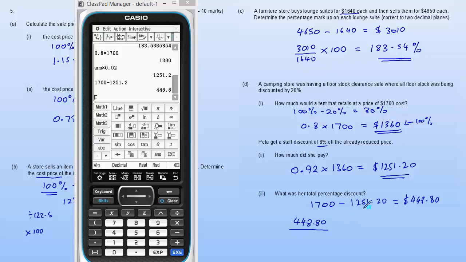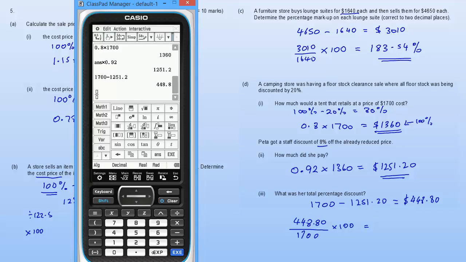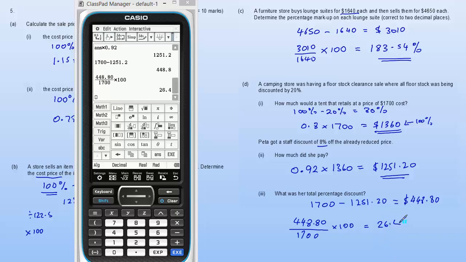So 448.80 divided by the original, so 1700, multiplied by 100 to change it to a percentage. So that's the amount of money that she got off, divided by the original times 100. So 448.80 divided by 1700 and multiplied by 100. And that is 26.4%.